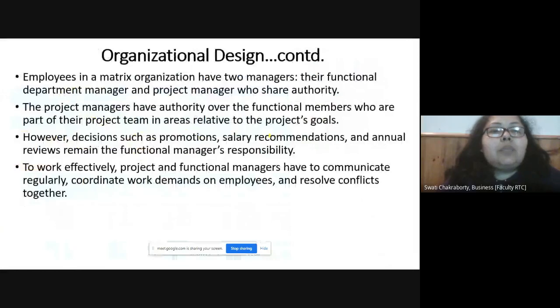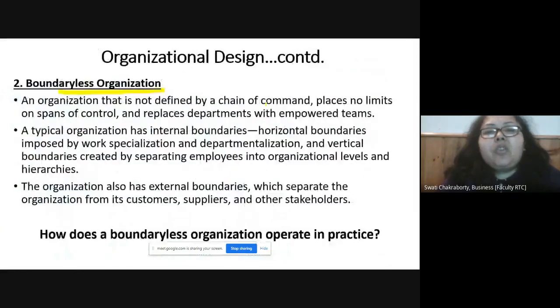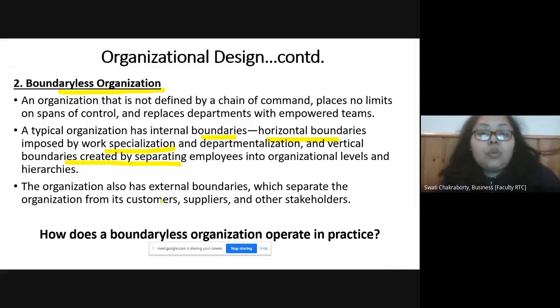Next comes boundaryless. When we talk of boundaries, a typical organization has internal boundaries, that is horizontal boundaries, where we have different departments and each department has its own work. So we are talking about specialization. And we're talking about vertical boundaries, where we are talking about the different levels and hierarchies in the organization. We also have an external boundary, where we are talking about the external stakeholders.